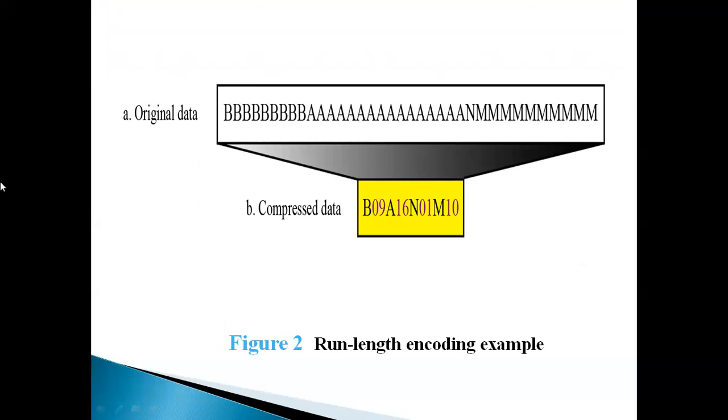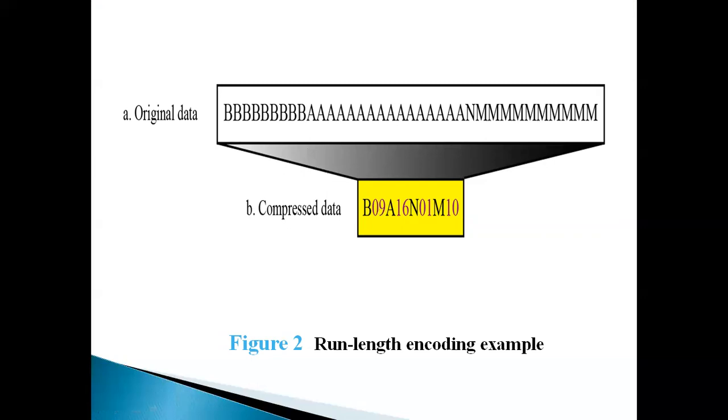See this example, we are following the original data. The original data is given as B, A, N, M. These are the characters. While I'm saying B in the original data, how many times is it repeated? B is repeated first time, second time, third time, 4, 5, 6, 7, 8, 9. So totally B is repeated for 9 occurrences.